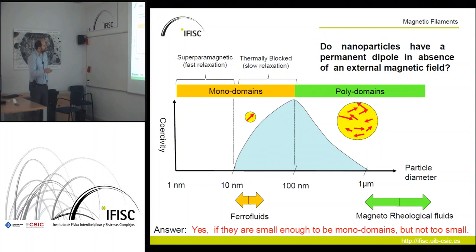So here, we measure the coercivity, that is the field you need to reduce the magnetization of the particle to zero, versus the size. This is just a sketch, it depends on the material and the range of sizes, but more or less you can see that only in a range between 10 and 100 nanometers will you have what we call permanent dipoles, or permanent magnetic particles, in the absence of a field.